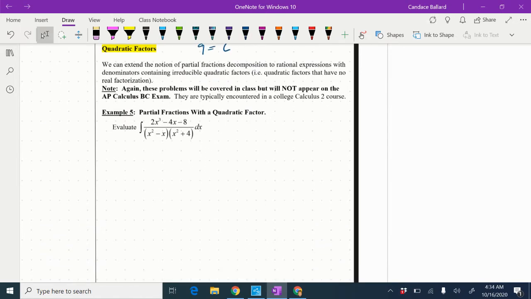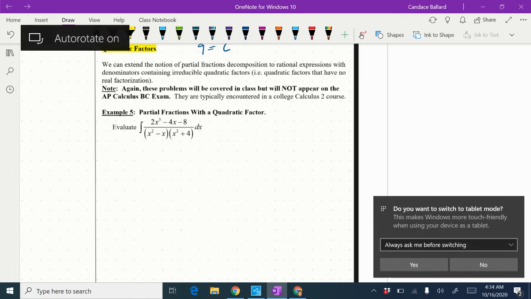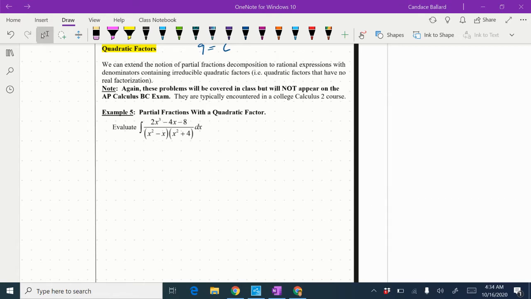So we've got partial fractions with a quadratic factor. So let's look and see how we deal with this one here. So this is just more of a how do we deal with the partial fraction decomposition is a little bit different. In this piece here, I know I could take out an x and I've got x minus 1. So I am actually going to have 3 factors this time. I will have an x, I will have an x minus 1, and I will have an x squared plus 4.